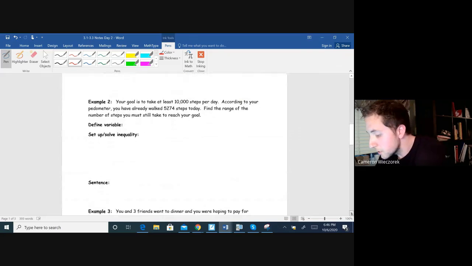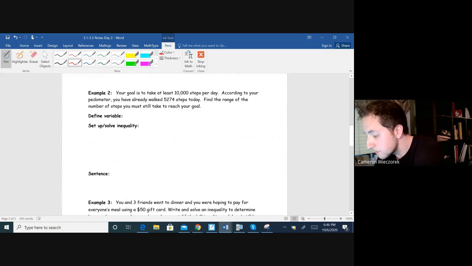So the first one here says your goal is to take at least 10,000 steps per day. According to your pedometer, which is a tool you use to measure steps, you have already walked 5,274 steps today. Find the range of the number of steps you must still take to reach your goal. As usual with the word problem, skip the numbers. Look at the last sentence first. What are we finding? Range of the number of steps. Okay. And it's going to be a range because it's an inequality. It's not just going to be one number.